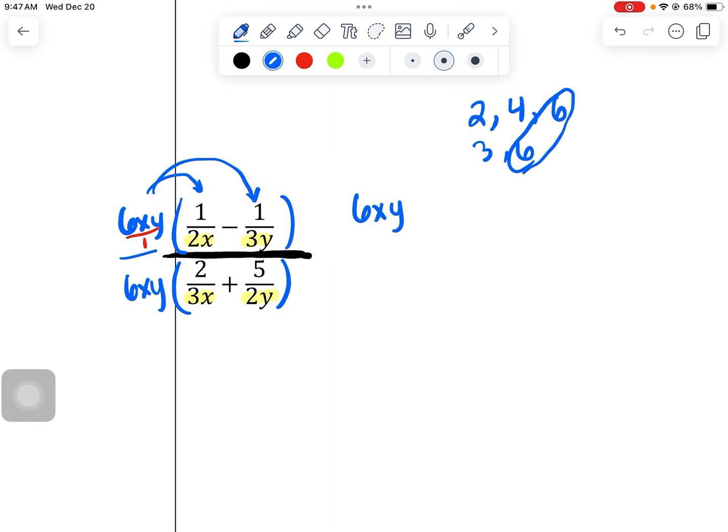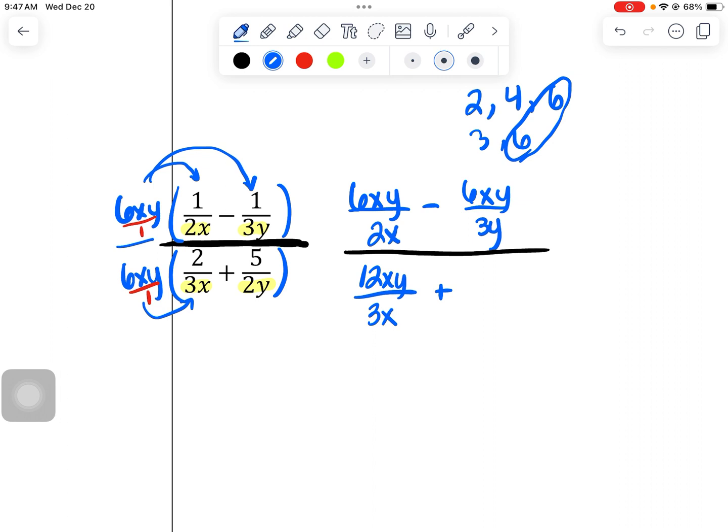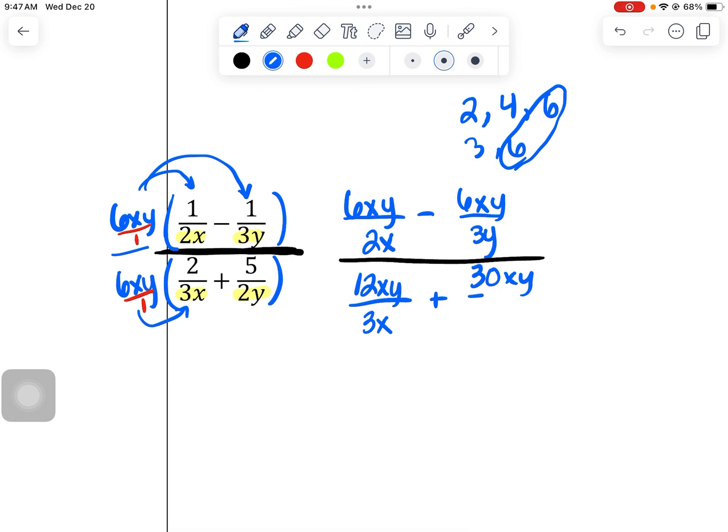So you're going to get 6xy over 2x minus 6xy over 3y. And then in the denominator, distributing that too, remember this is really over 1, so you're multiplying the numerators and then multiplying the denominators. So 6xy times 2 is going to be 12xy over 1 times 3x is 3x, plus 6xy times 5 is going to be 30xy, and then 6xy times 2y, oops, I forgot. Never mind. It's going to be 1 times 2y is 2y.